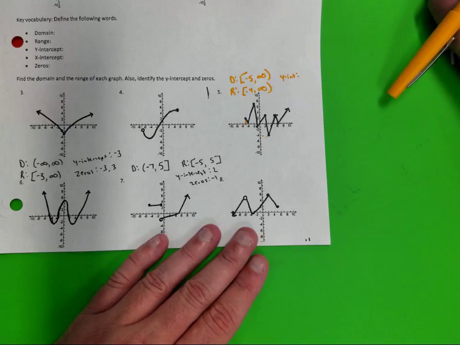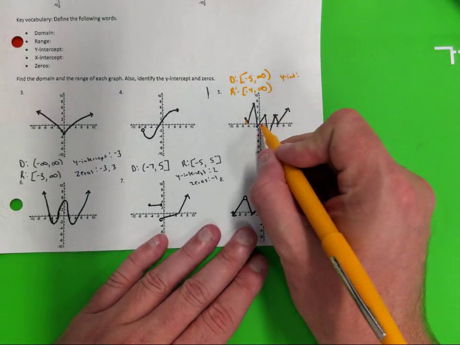What's my y-intercept on that? What is it? 0. It crosses at the origin.